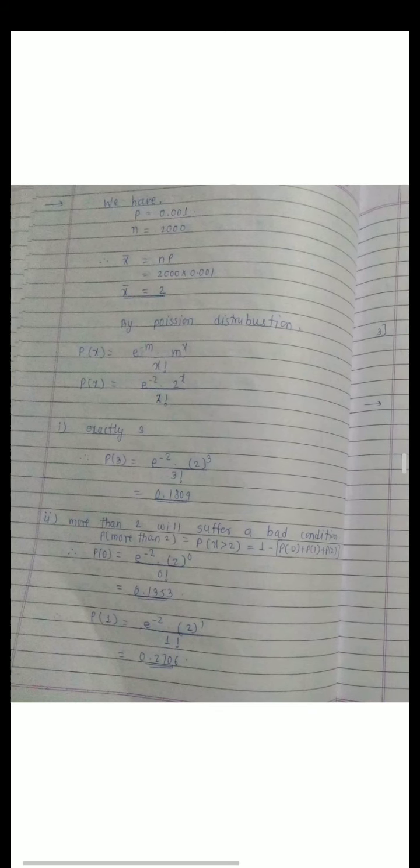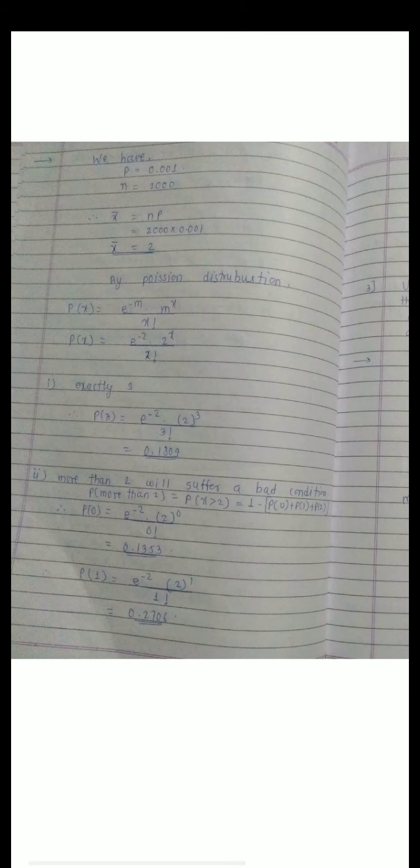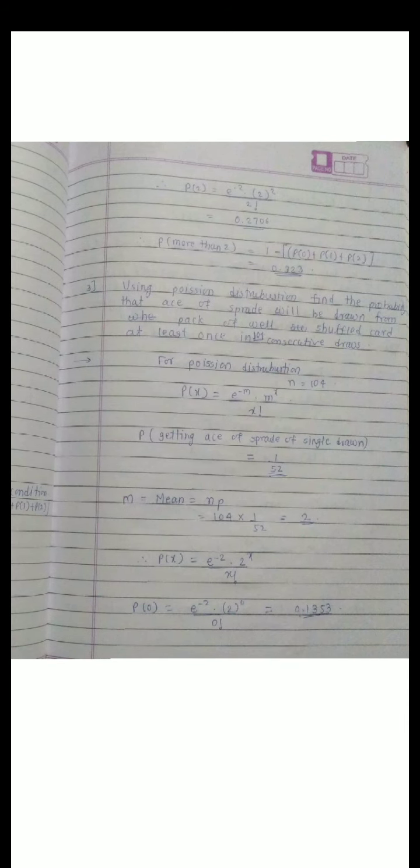Keep in mind such kinds of questions are important, such kinds of conditions are important. We have to calculate here the probability of more than 2, which means the total probability is 1, and if we subtract the probability up to 2 from 1, then we get our desired answer. That's why this formula is here: 1 minus probability of 0 plus probability at 1 plus probability of 2 is taken. This is an important question or important condition.